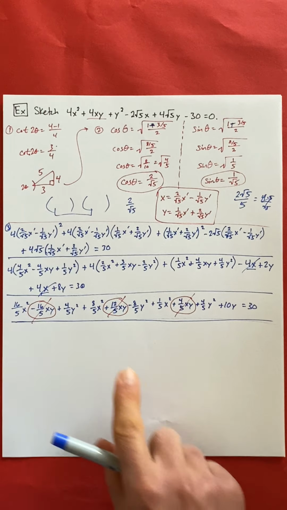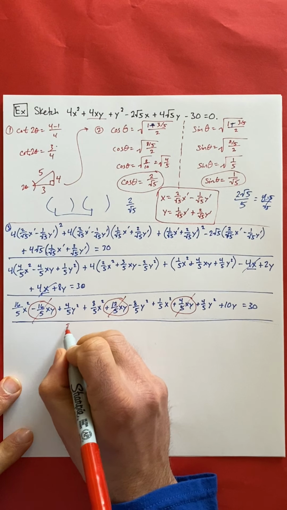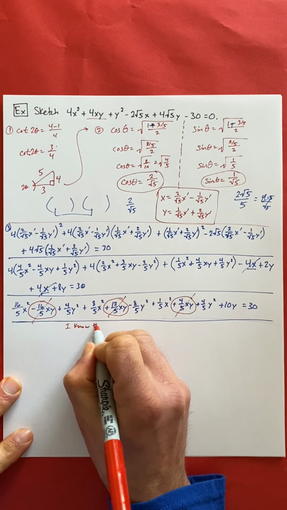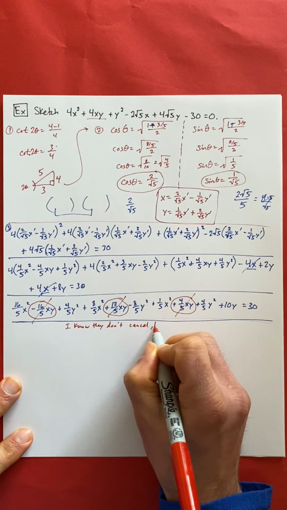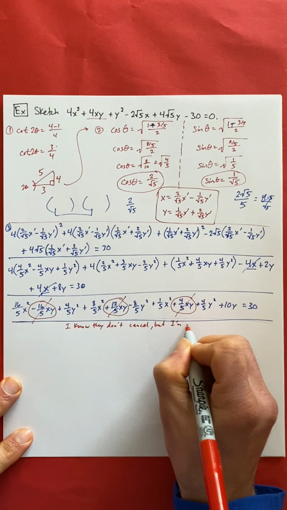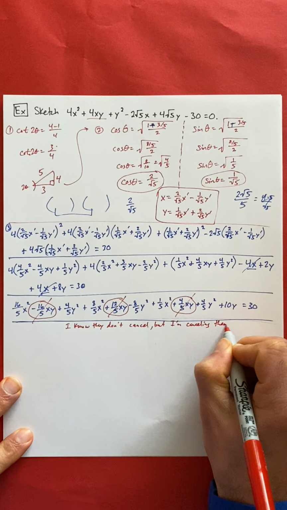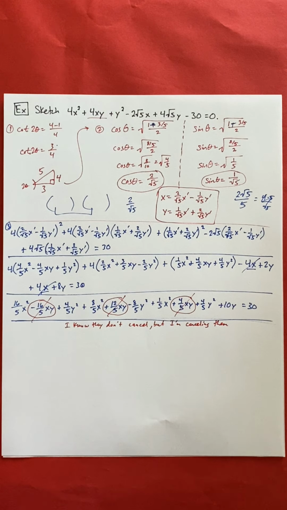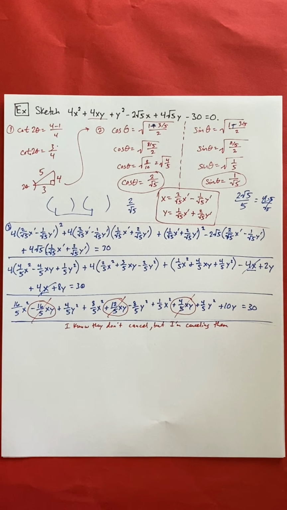If you're on the test and this happens, obviously you have to keep going. What I would recommend that you do is this. I would just write this note. I know they don't cancel, but I'm canceling them. That's not something you should do, but if you're in the test, you don't have time to sit there, and if you can't find it quickly, you're not going to have time to go back and redo the problem. Maybe you will, but if you don't and you say this, you can at least finish the problem off and still get the rest of the credit.